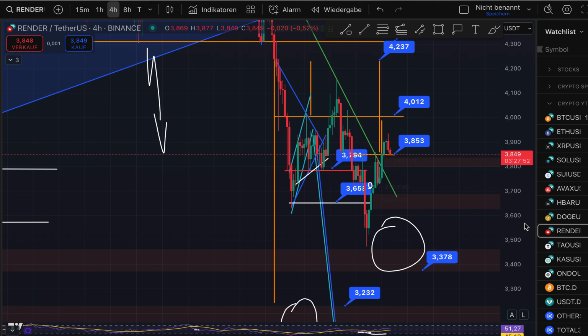In this video we will take a look together at possible scenarios for the price development of Render, TAO, Kaspa and ONDO. Things remain exciting, so make sure to watch until the end.